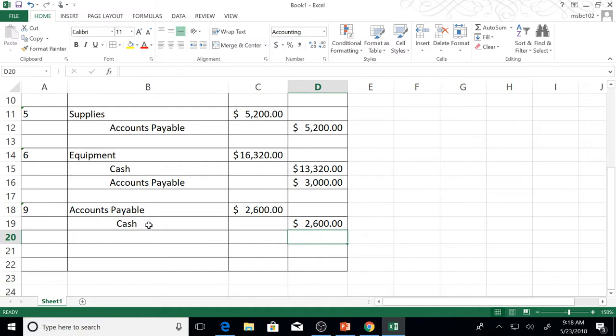What comes after the 9th? The 10th. What happens on the 10th, Manny? On July 10, Blue Design Studio performs services for an investment advisor by designing a series of brochures and collects a $2,800 fee in cash. So what are the two sides? Cash and service revenue. So the cash increased by 2,800 and the revenue increased by 2,800.